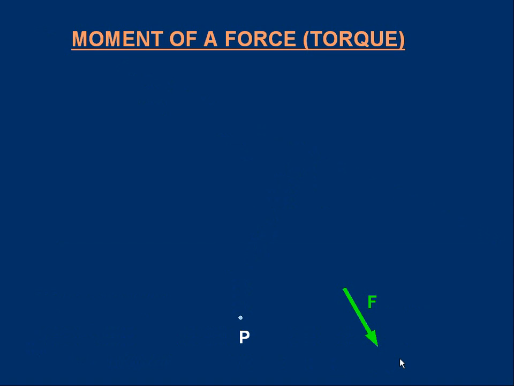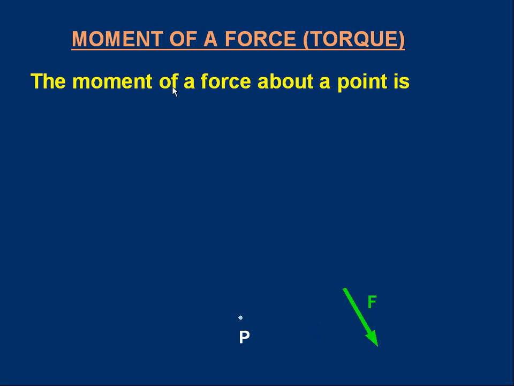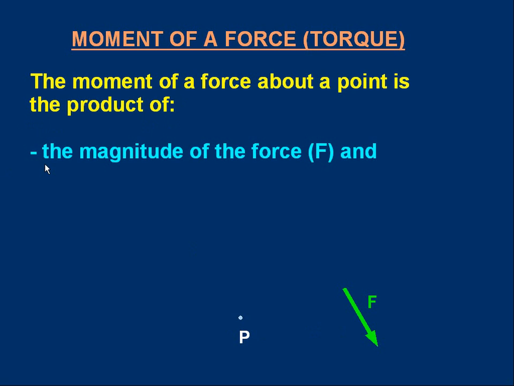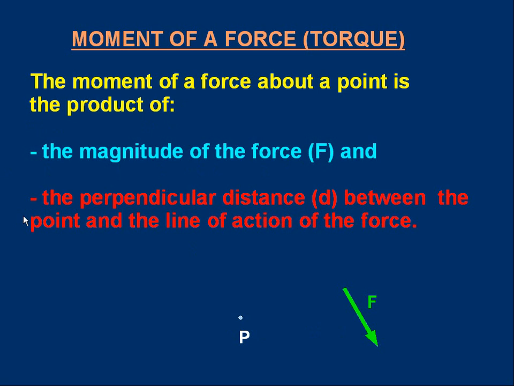Let me give you a definition. Now on the bottom I've marked a force and a point. They could be anywhere. We'll refer to those in a moment. So the moment of a force about a point is, this is the definition, the product of, we're going to multiply together two things. So it's the product of the magnitude of the force and, this is a difficult one, the perpendicular distance, d, between the point and the line of action of the force. Say that again. It's a perpendicular distance between the point and the line of action of the force.